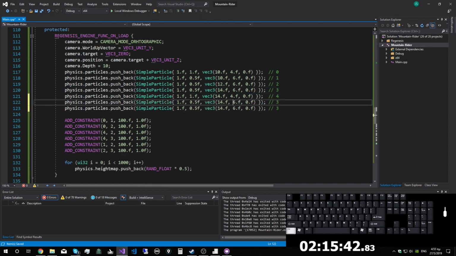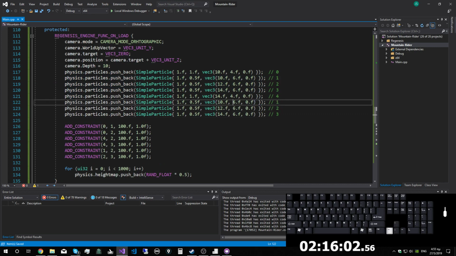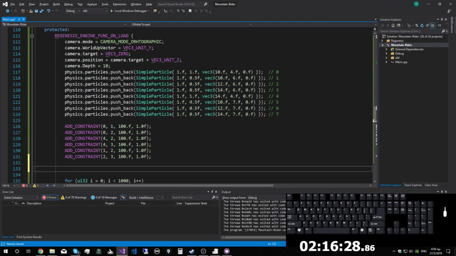Okay. Let's add one nodes. 10. Actually, let's do it like this. Let's get all these guys move here, and let's go like this. So now this is 5, 6, and 7. So now we have one more row on the top. And we need to connect all these guys. Oh my god. Okay, let's do this.